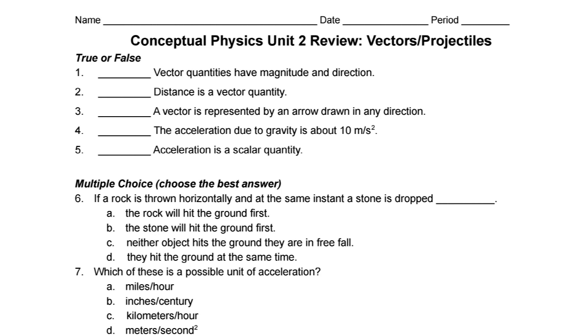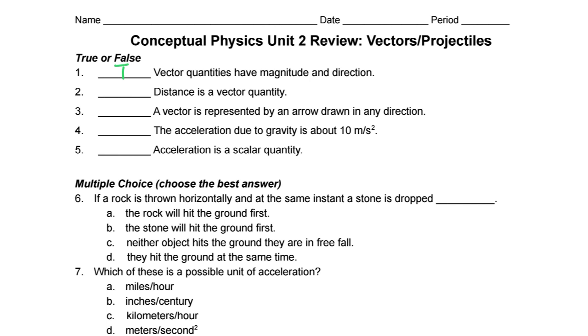Let's go ahead and get started with a little bit of true false. Vector quantities have magnitude and direction. That is a very true statement. That's a really good explanation of what a vector quantity is, anything with magnitude and direction.